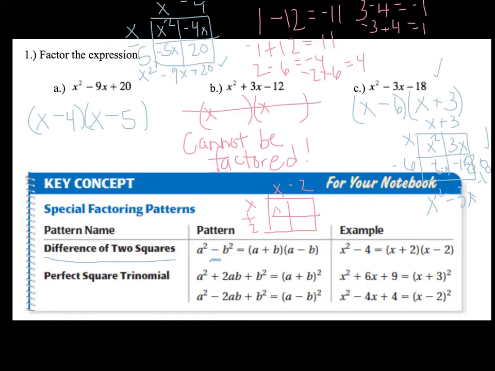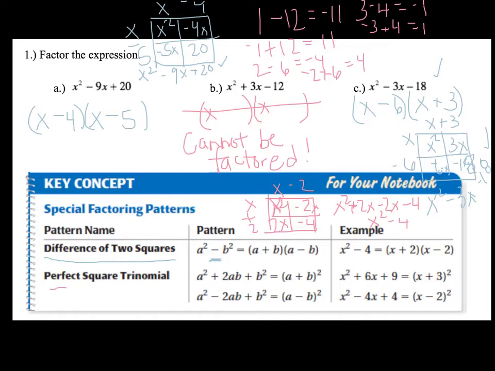we get x squared, negative 2x, positive 2x, and negative 4. So we get x squared plus 2x minus 2x minus 4, which is x squared minus 4 when we simplify.